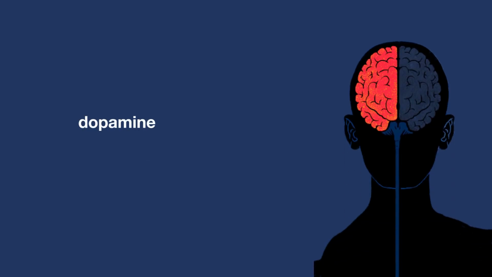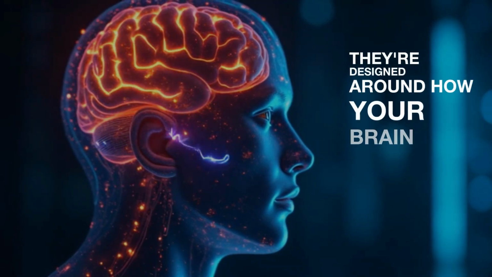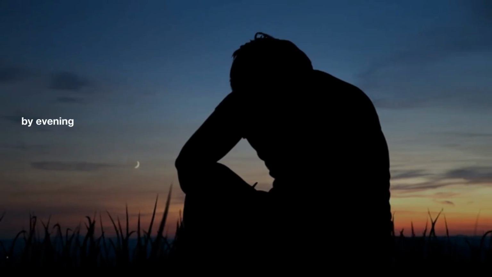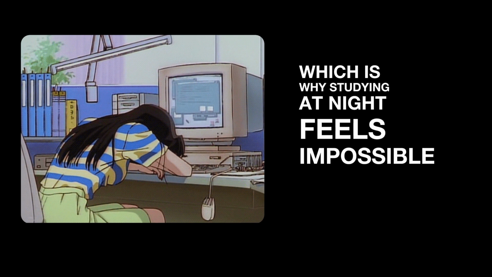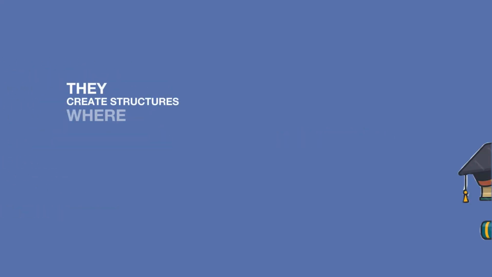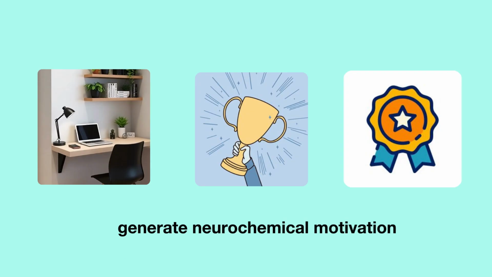So here's why dopamine-based routines succeed where motivation alone fails. They're designed around how your brain actually works, not how you think you should work. Willpower is limited. It decreases throughout the day, especially after you make decisions. By evening, willpower is basically gone, which is why studying at night feels impossible. But dopamine-based routines don't rely on willpower. They create structures where studying requires minimal effort because the environment, the rewards, and the small wins generate neurochemical motivation automatically.